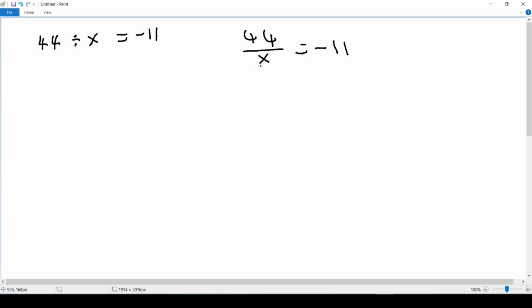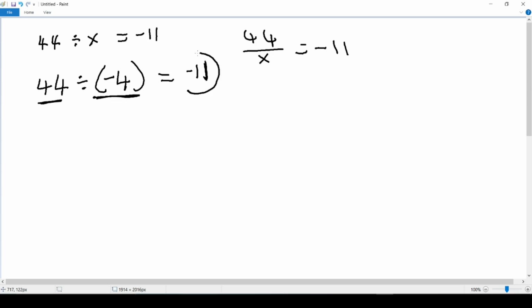So my x is a negative number, and 44 divided by what number gives me -11? The answer is -4. So 44 divided by -4 should give me -11. These two numbers must be opposite signs in order to have a negative sign as the result. So 44 divided by -4 equals -11.